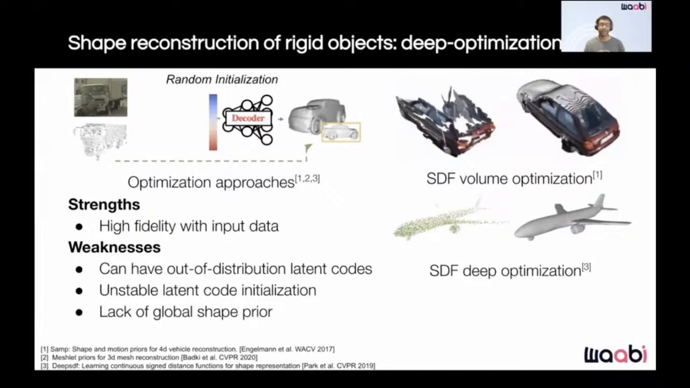However, these approaches do not perform well on in-the-wild real data, as the optimization is usually based on a handcrafted objective function and can generate latent codes that are out of distribution, producing bad output shapes. There's also no global shape prior to ensure shape realism.